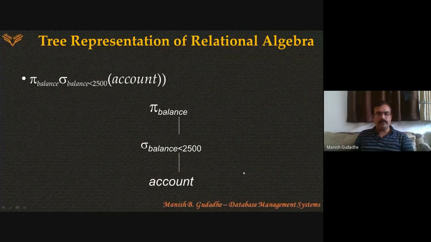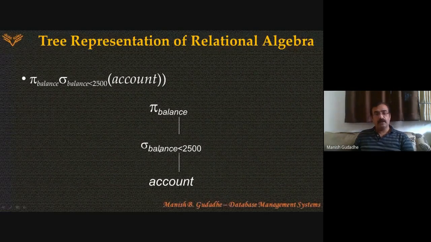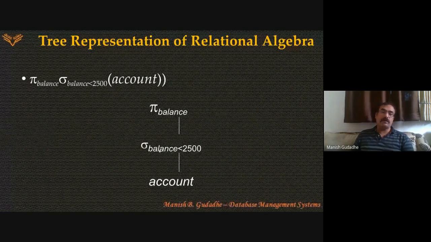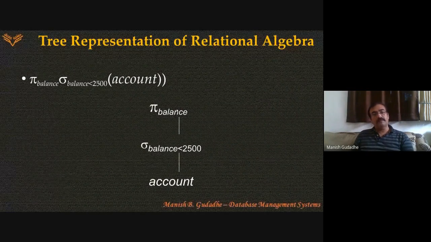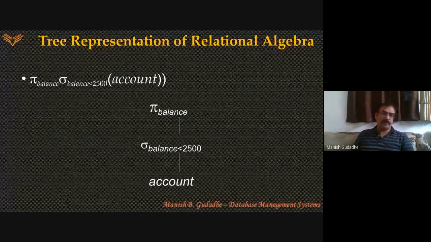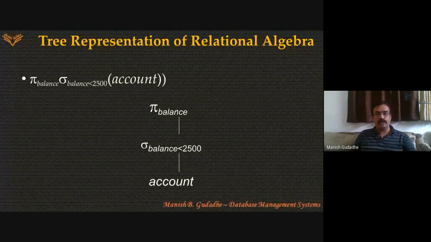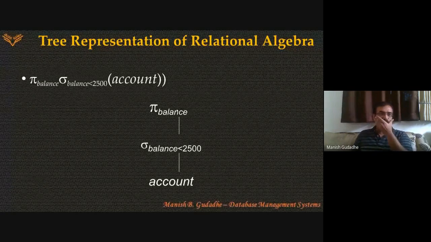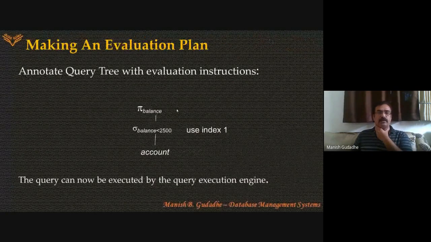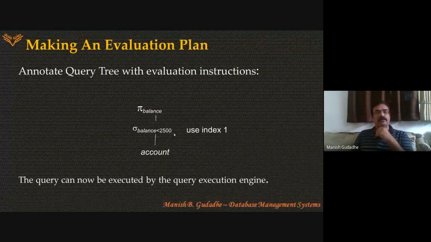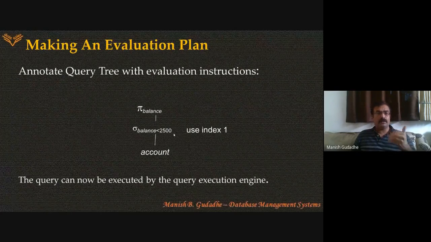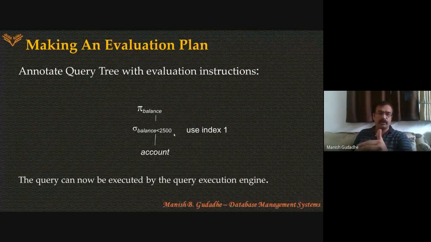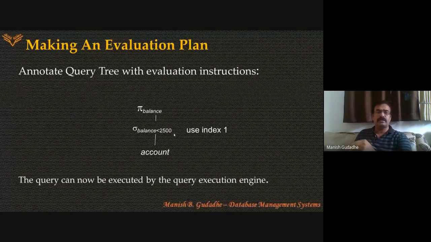expression. With the help of this, we can decide what operations can be performed simultaneously, or which can be merged together, which can be skipped, or unnecessary operations. So we need to convert every relational algebra expression into a parse tree or into a tree, and then we are going to annotate that query tree. So at this particular moment, you need to use this index.